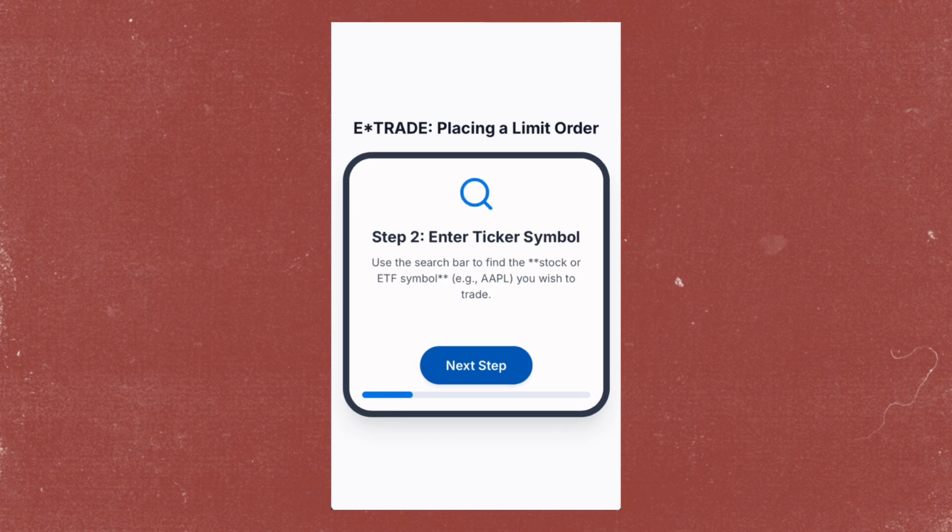Next is to enter the ticker symbol. It usually looks like this. Use the search bar to find the stock or ETF symbol, for example AAPL, that you wish to trade.